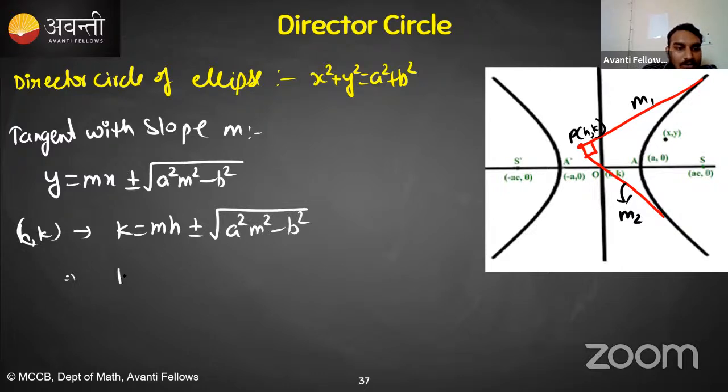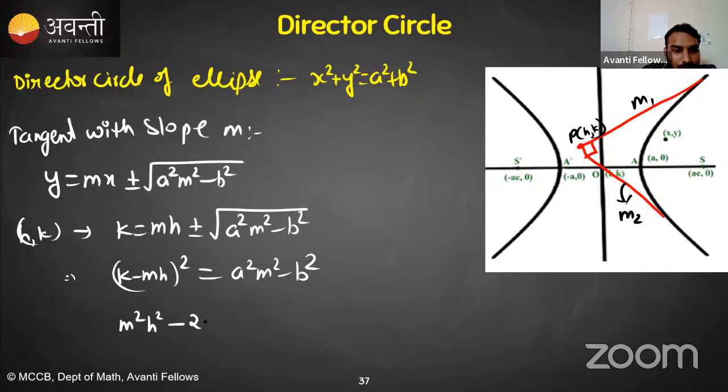Clear? From here, (k minus mh) whole square is equal to a square m square minus b square. Is this clear? So what you are getting: m square h square minus 2hkm plus k square is equal to a square m square minus b square. Is there any doubt so far, students? Any doubts? Now make a quadratic in m, right?